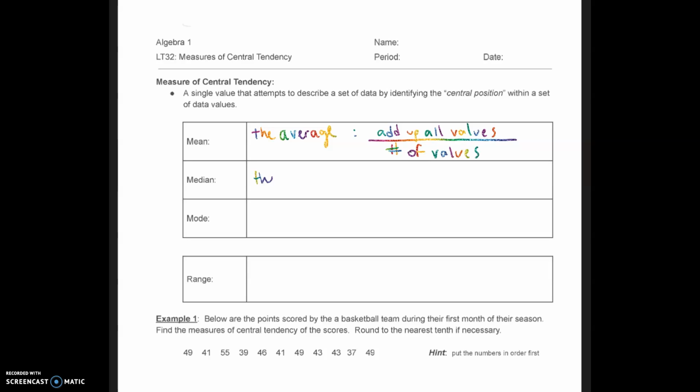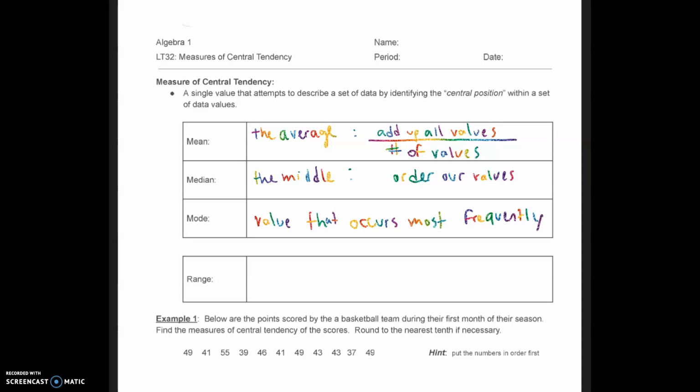The median is the middle. How are we going to find the middle? The way we're going to do that is we're going to order our values. And we'll talk about what happens if there's two middles. The mode is the value that occurs most frequently. So the one that shows up the most, that is the mode. I don't know if I spelled frequently right. Oh well, good enough.